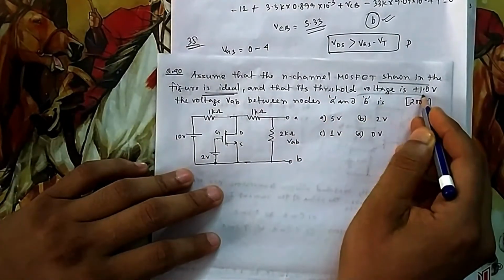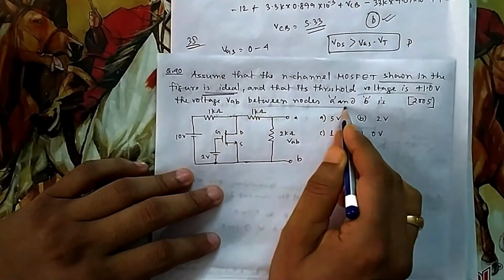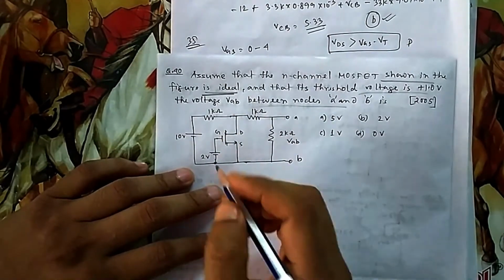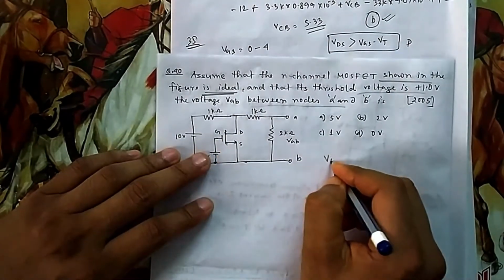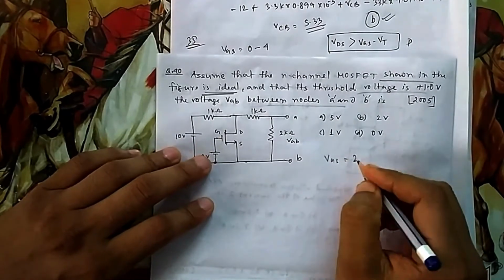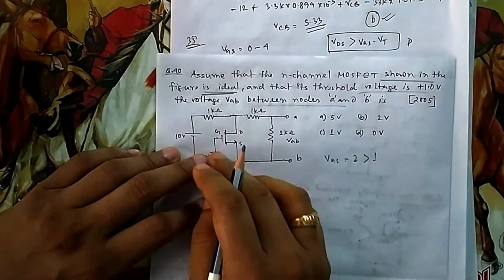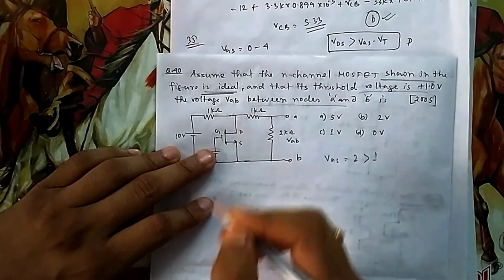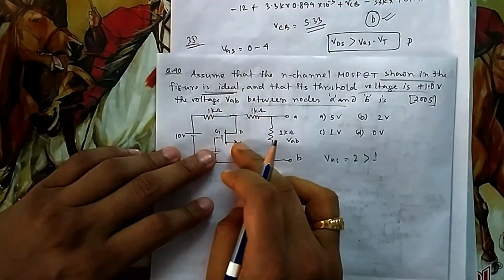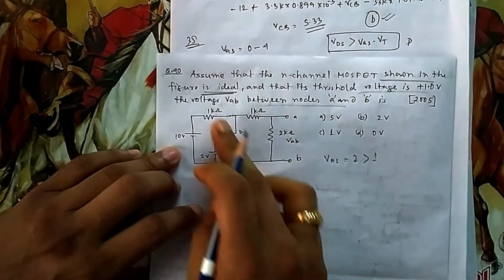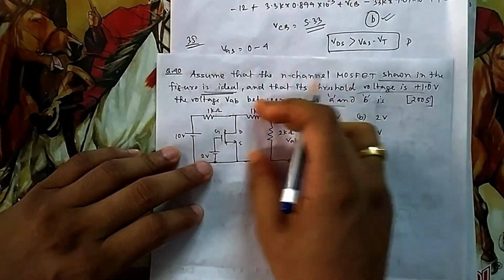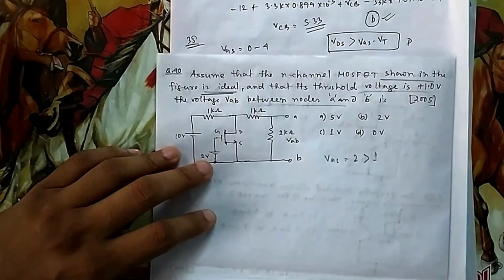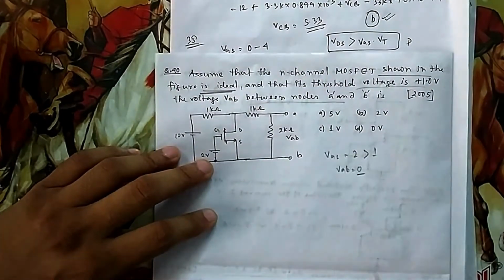And there is a threshold voltage of 1 volt, and the voltage VAB along the nodes AB. Now if you see here, what is VGS? VGS is 2 volt, which is greater than your VT. That means it is on. Once it is on, you can think these are short circuited. Because it is ideal also, you can see it as short circuited. So all current will flow through this path, and no current will flow through this part. You will get a voltage VAB equal to 0. So this is your option D.